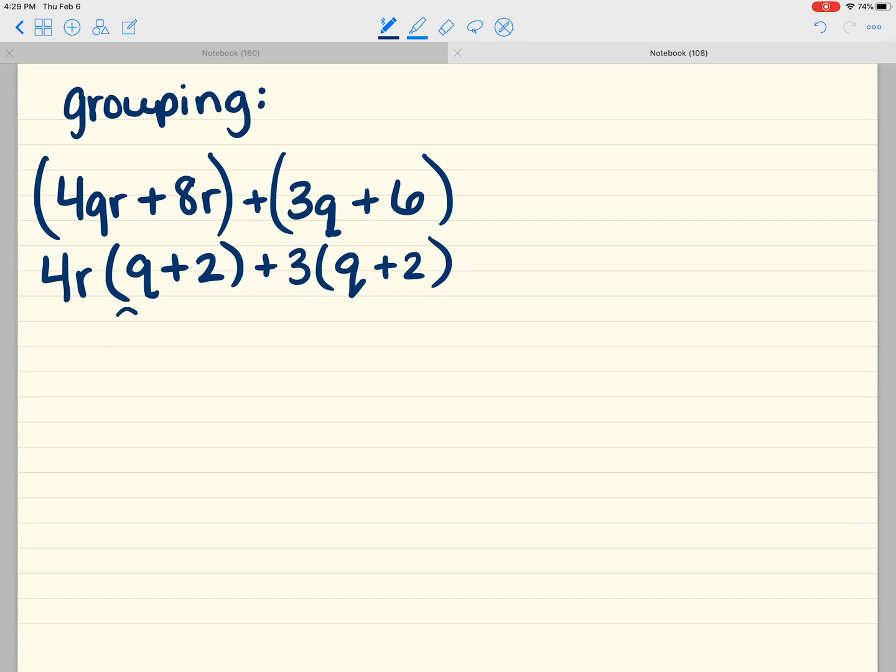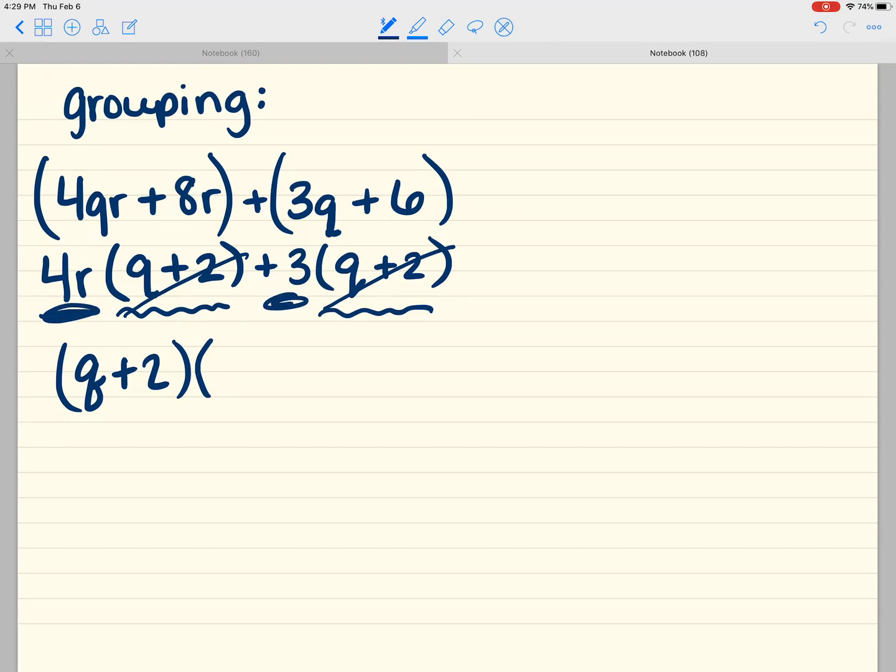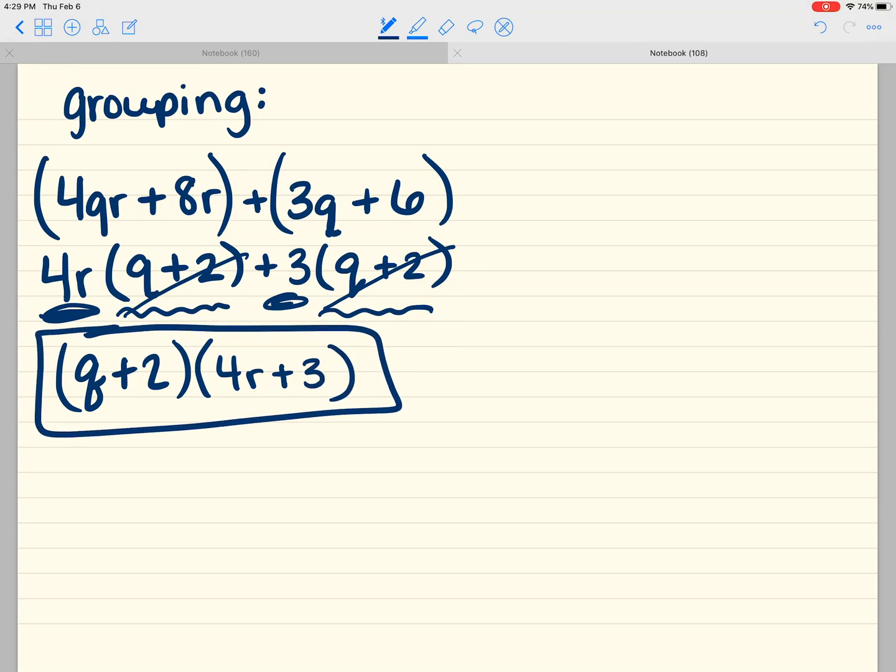Okay, now from here, if you have the same thing in parentheses, which you should, you're going to factor that out. So if I factor out q plus 2, basically I'm taking that away from both parts, then that's just going to leave you with what's left in front, which would be 4r plus 3. That's going to be your final answer. Okay, this one can be a little confusing at first, so I'm going to do a couple more examples just so we have an idea of where to go with it.